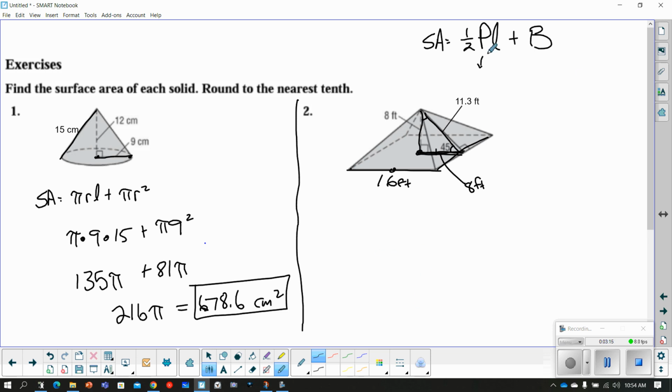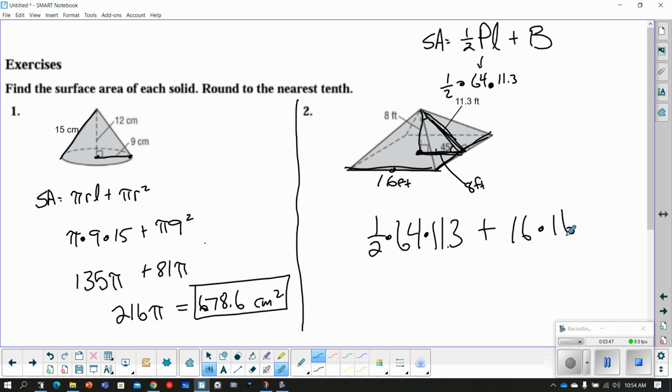So the perimeter, 64. Slant height is the number that's given right here, 11.3, right? So here, let me write this down here. 1/2 times the perimeter of the base, 64, times the slant height, 11.3, plus, now the area of the base itself is this square, 16 by 16. So this would be 16 by 16.